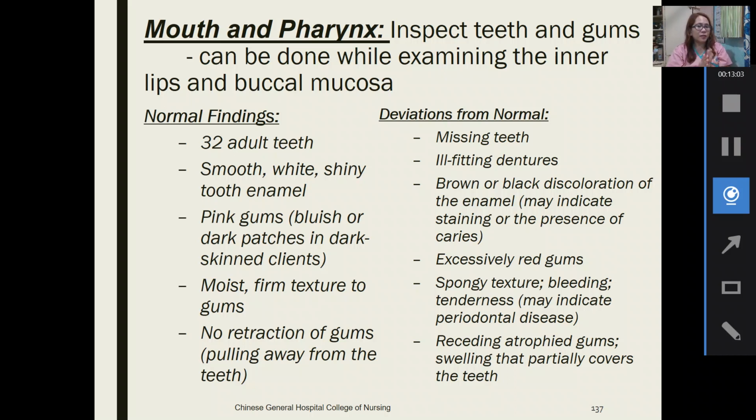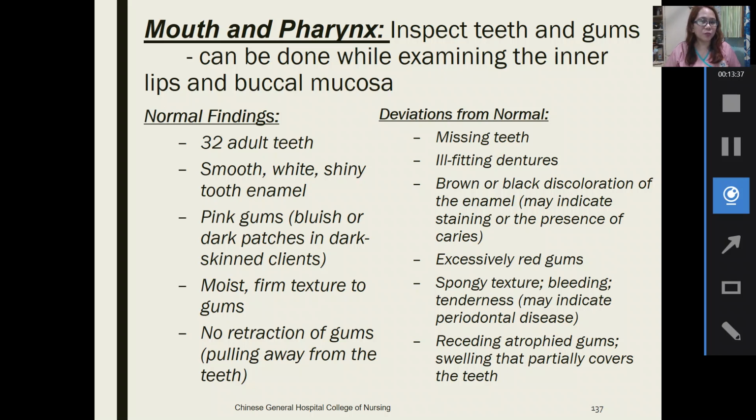Okay, the normal findings, there are 32 adult teeth kapag kompleto. It is smooth, white, shiny tooth enamel. So, the gums are pink. It could be bluish or merong dark patches in dark-skinned clients. It is moist, with firm texture to gums. There is no retraction of gums or pulling away from the teeth. So, deviations from normal, there are missing teeth or ill-fitting dentures.